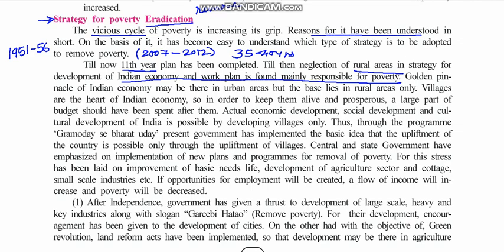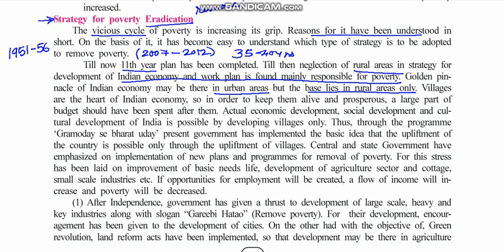The golden pinnacle of Indian economy may be in urban areas, but the base lies in rural areas. We know that the main money of the Indian economy is from urban areas, but the real base lies in rural areas, because the more dependent the villages are, the more dependent the country is; the more self-reliant the villages are, the more self-reliant the country will be. So there was a problem in rural areas. They were neglected, and due to it poverty rose.